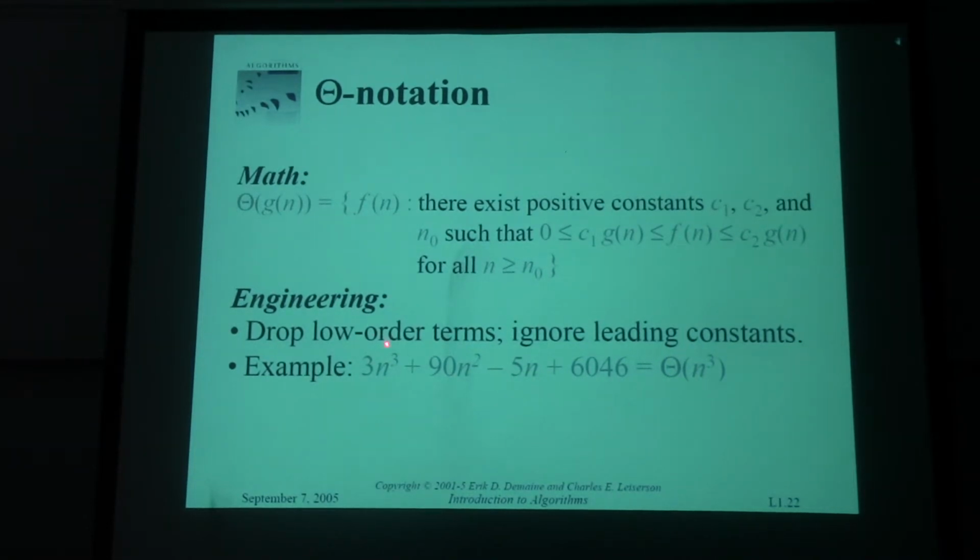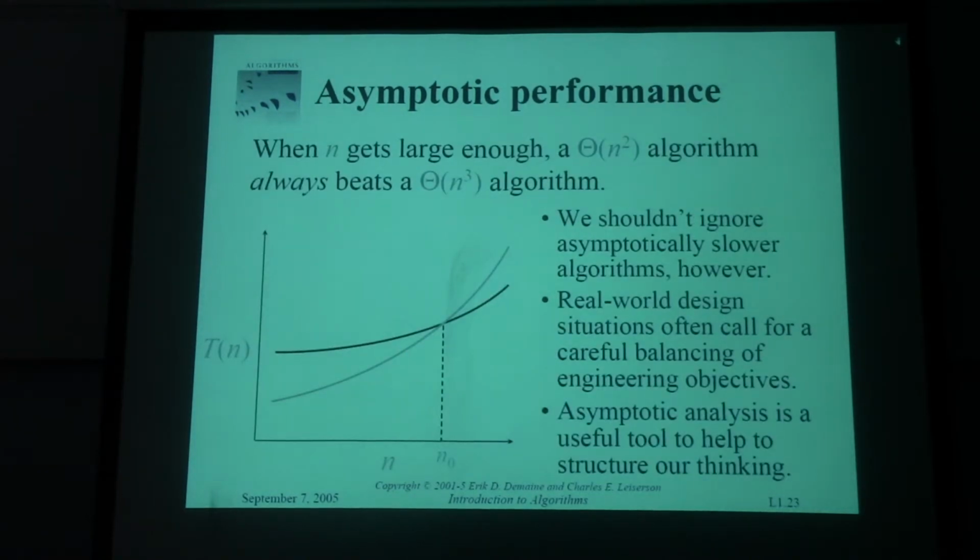So you can see here, what's the order of this polynomial? Third power polynomial, so therefore it is theta n cubed. All polynomials are theta of their order. So a quadratic is theta n squared, a cubic is theta n cubed, fifth power is theta n to the fifth. That's for polynomials, but unfortunately not all complexities are polynomial complexity.